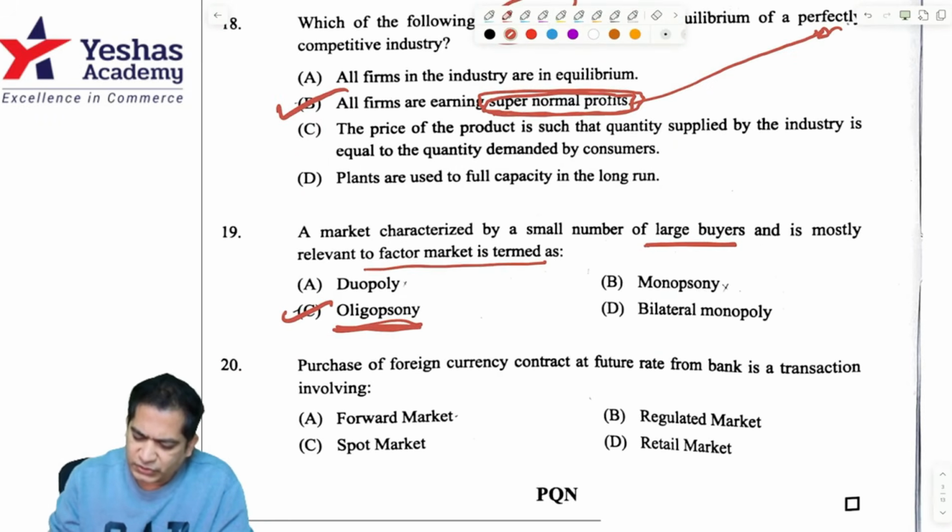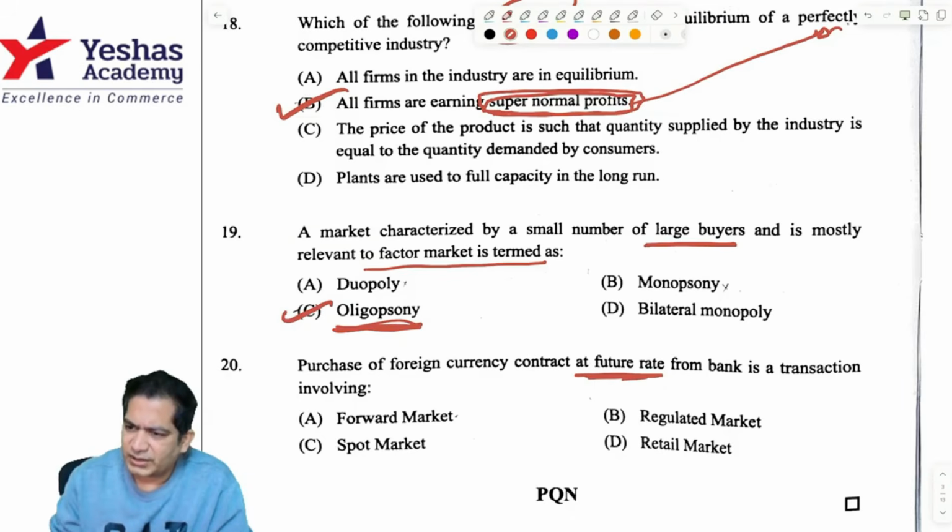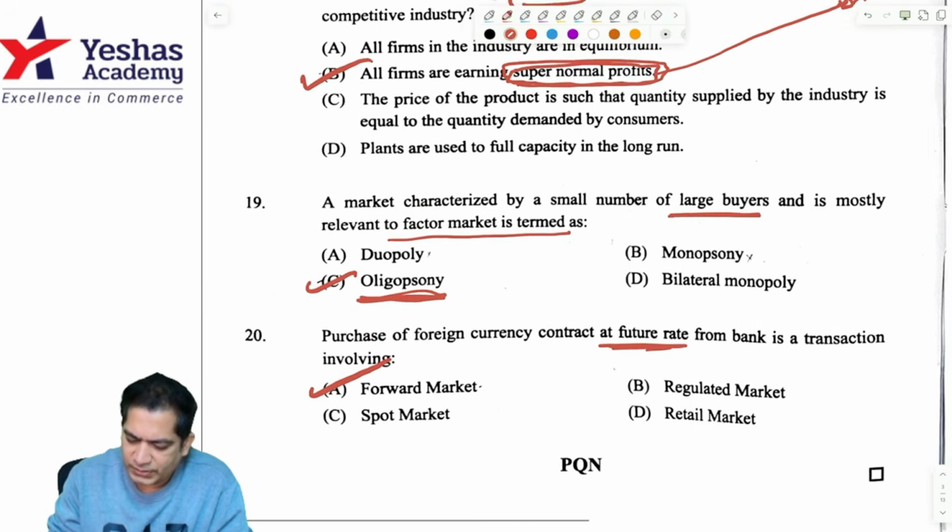Next, purchase of foreign currency contract at a future rate. Future rate means futures contract. There are two types of contracts in the foreign exchange market. One is known as current transaction, another is known as futures transaction, in which forward contracts happen. 20th. A is the answer.